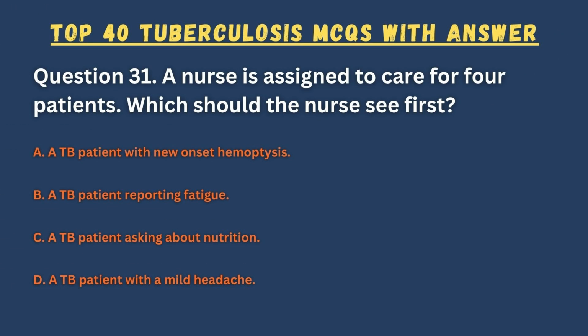Question 31. A nurse is assigned to care for 4 patients. Which should the nurse see first? A. A TB patient with new onset hemoptysis. B. A TB patient reporting fatigue. C.